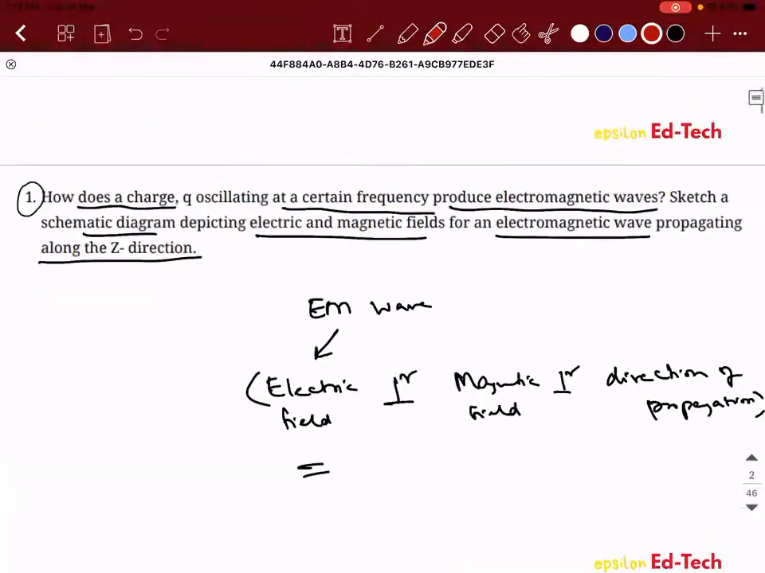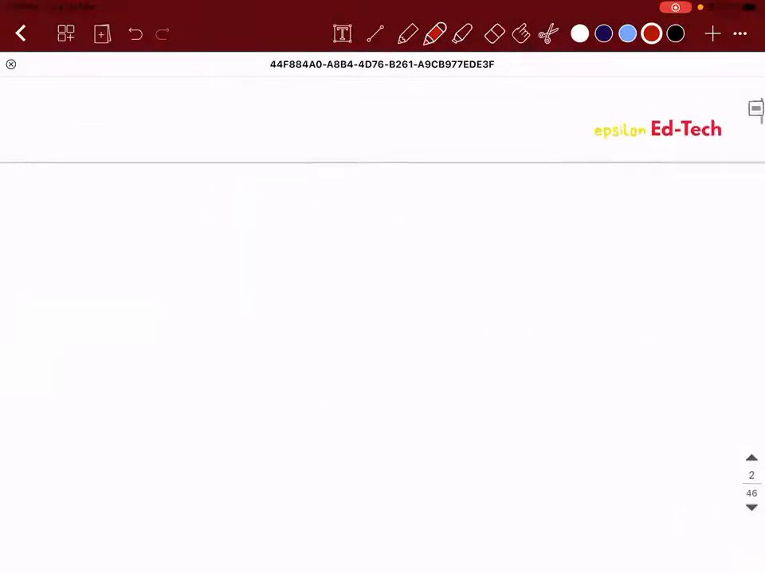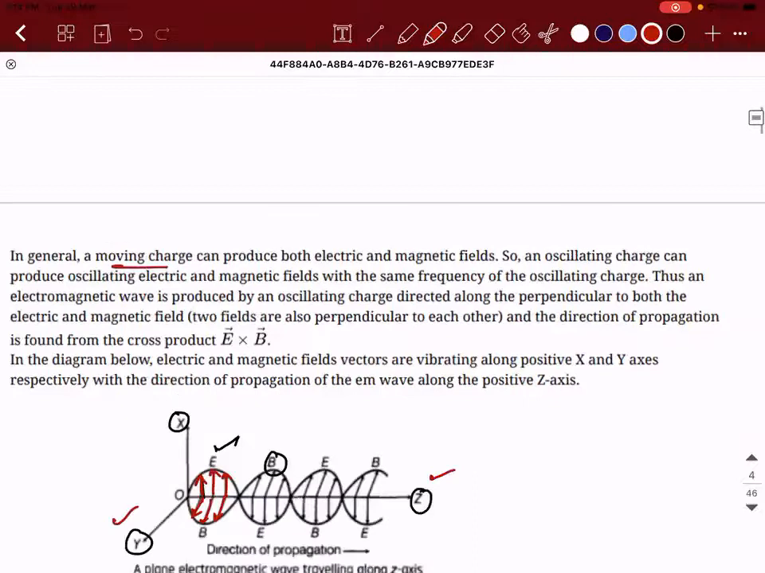But the first part of the question is, how does the charge Q oscillating at a certain frequency produce electromagnetic waves? Generally, a moving charge can produce both electric and magnetic field. When you put the same charged particle into oscillation, that is, you put it into acceleration, which is the word they expect, it will produce an oscillating electric and magnetic field with the exact frequency as that of the charge. That is how you get an electromagnetic wave, which has electric field and magnetic field perpendicular to each other along with the direction of propagation. I hope it is clear, right?